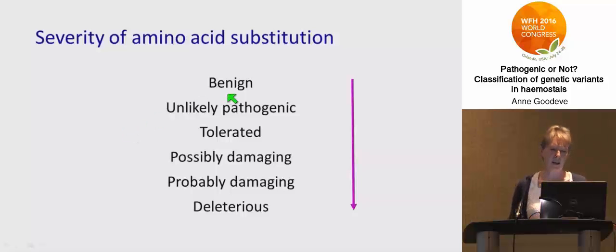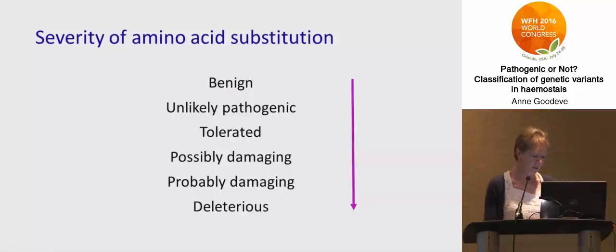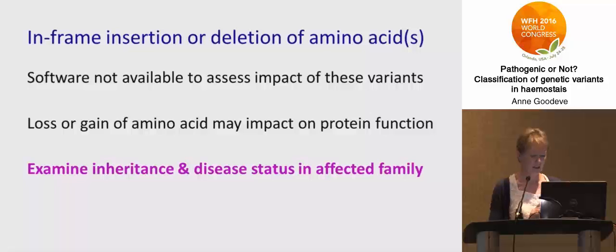Depending on the tool that you use, often they use terminology to tell you whether it's likely to be pathogenic or not. So terms such as benign, unlikely pathogenic, tolerated, possibly or probably damaging, and deleterious are used by the various different tools, and often with a number associated with it to try and tell you the extent to which they think it's likely to be pathogenic. And ideally you want those to match for a number of different tools.